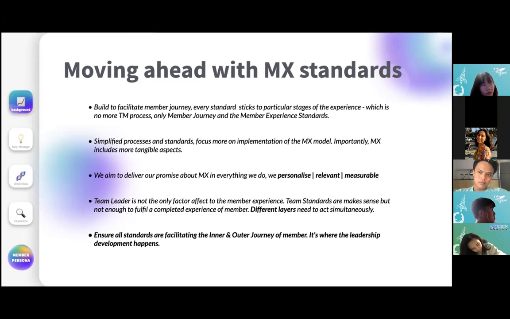And that is how we promise that MX is going to enhance the membership experience not only for our members but also for the organization. Team leader is not the only factor. This is something that we discussed. And lastly, ensuring all standards are facilitating the in and out journey of a member. It's where the leadership development happens. Cool. This is something about the MX standards, something that we already have gone through.